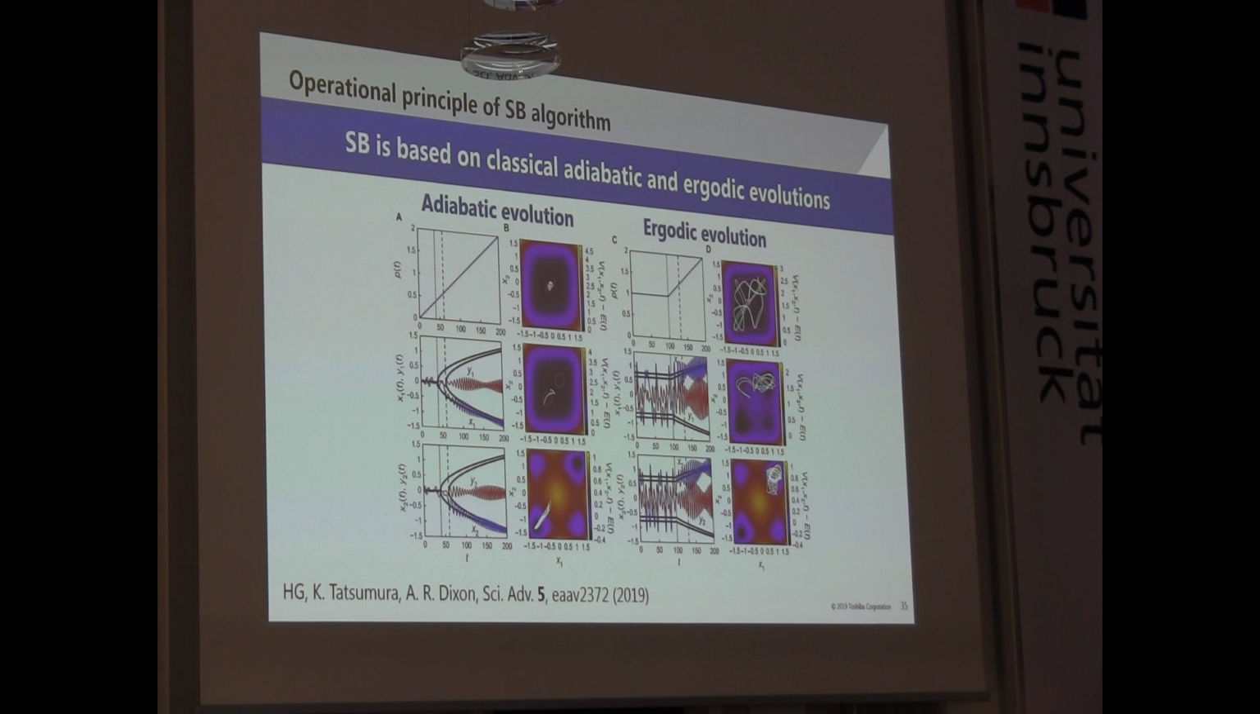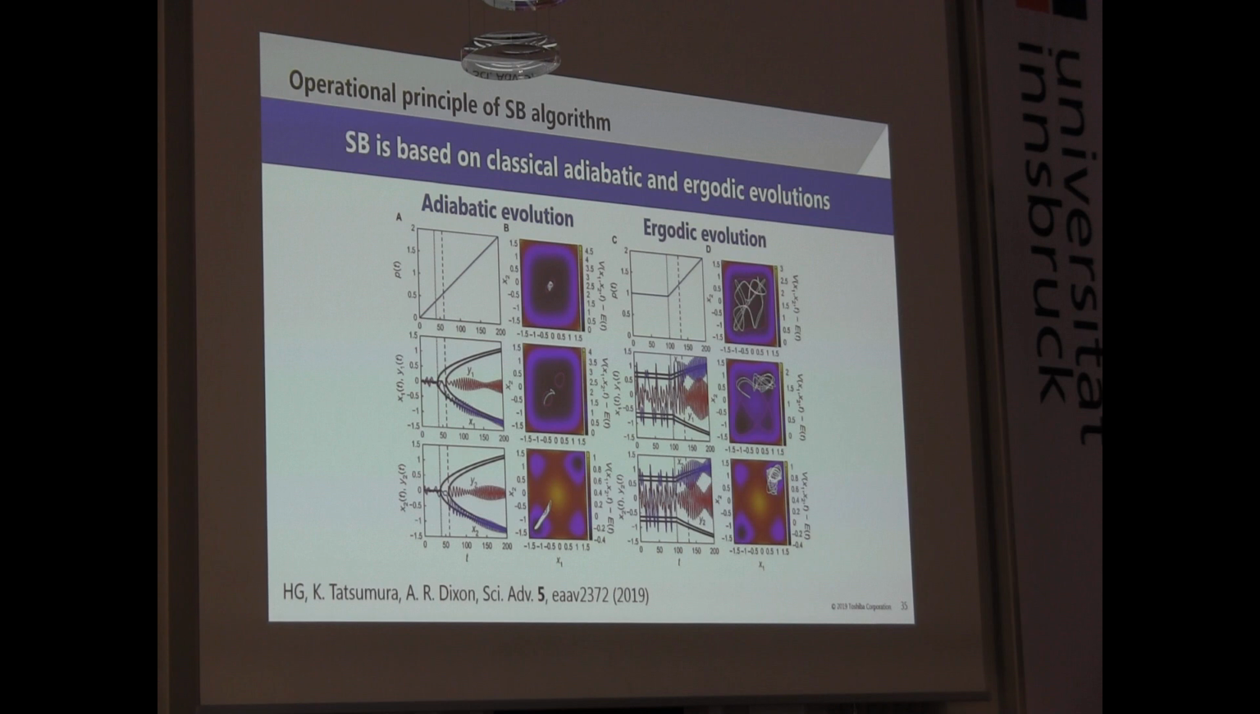Okay, next is the explanation of the dynamics. It's very mathematically difficult, but in this paper, I explained qualitatively the mechanism of the machine. I used two classical effects. One is a classical adiabatic evolution. The other is an ergodic evolution. In the classical adiabatic evolution, the system follows one of the local minima of the potential energy. And in the ergodic evolution, the state visits more frequently around the deeper minima of the potential energy.